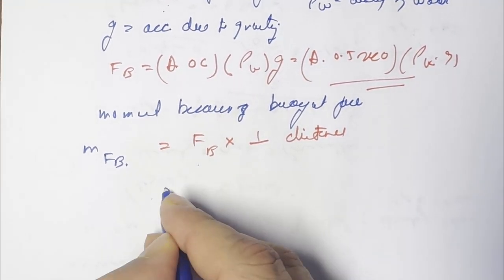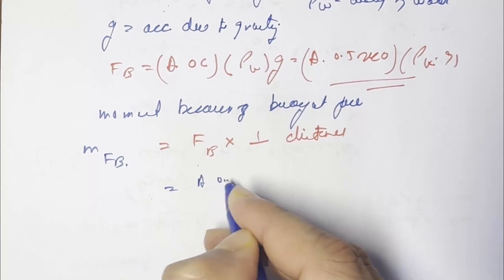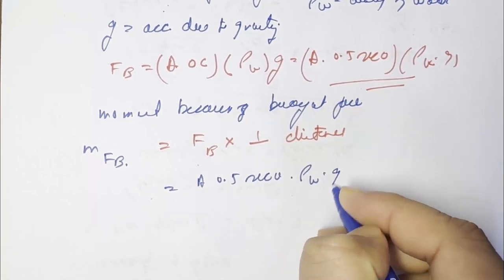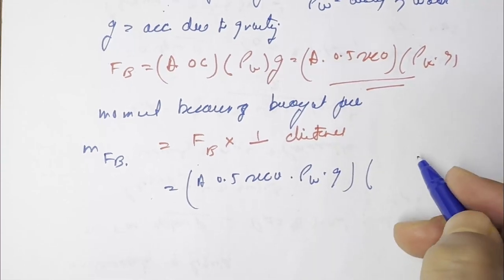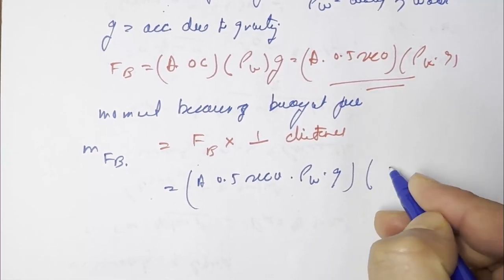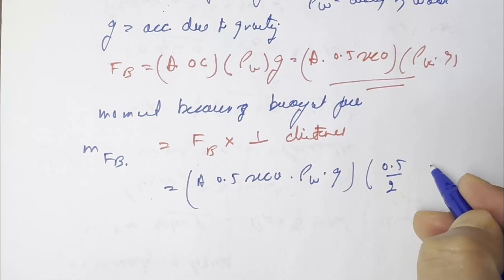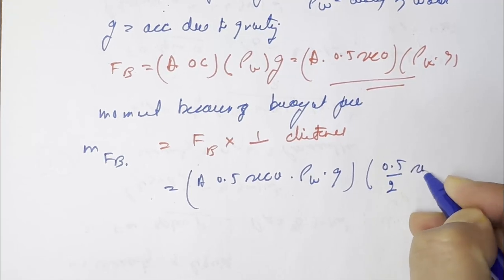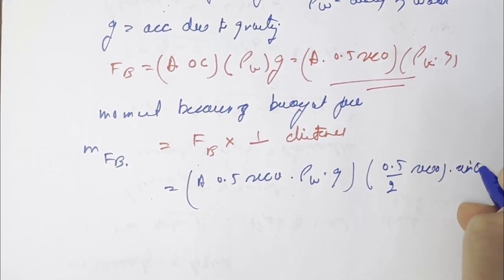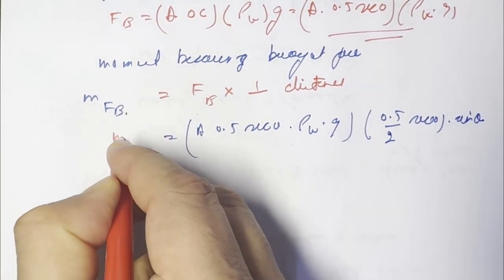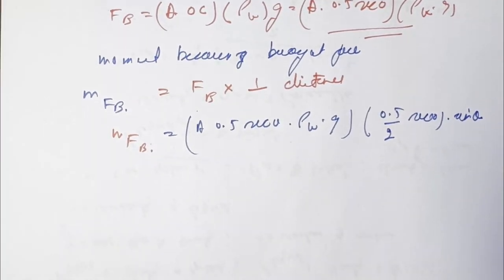Therefore we can write Fp is our A, 0.5 secant of theta, and we have rho w multiplied by g, and the perpendicular distance will be equal to 0.5 divided by 2, and we have here secant of theta multiplied by sine of theta. Okay, I think this is complete. So we get this as moment of buoyant force.